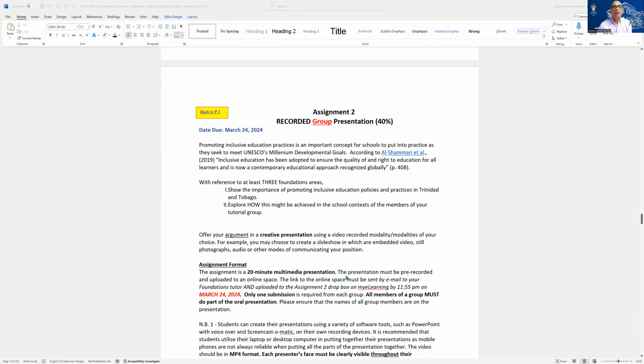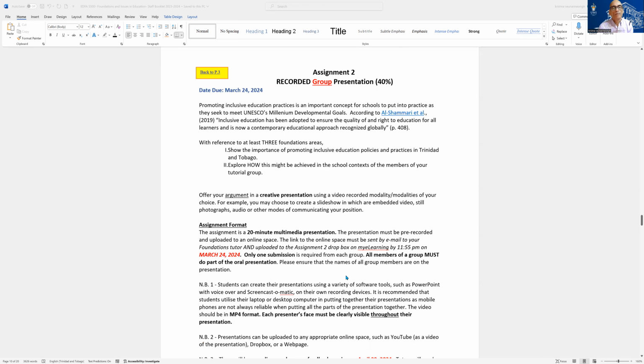Unlike assignment 1, which is an individual assignment where you can't collaborate with anybody, assignment 2 is a group assignment. In your groups, your tutor will have between 8 to 10 students. Your tutor will split his or her group into 2 subgroups. So you'll get, for example, either 4 and 4 or 5 and 5, as the case may be. You will be in one of those subgroups, and the members of your subgroup will be responsible for doing a group presentation.